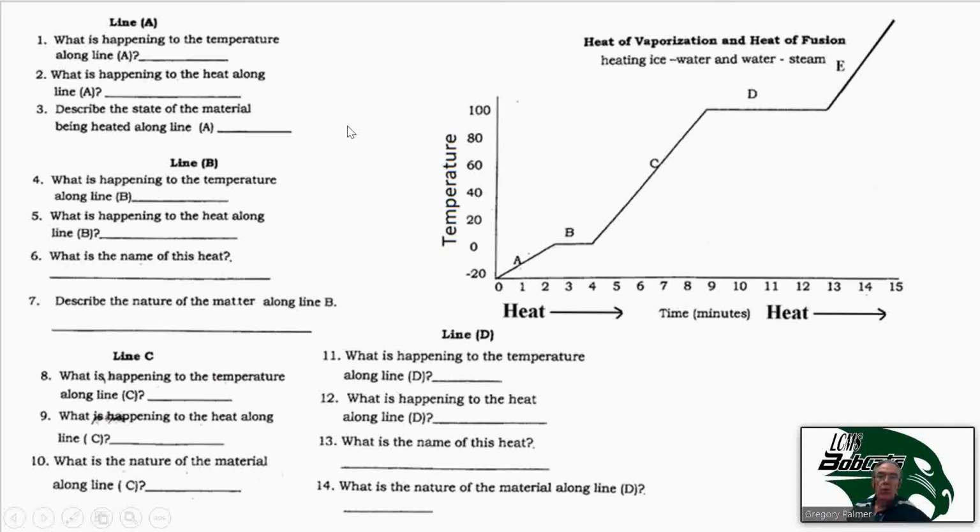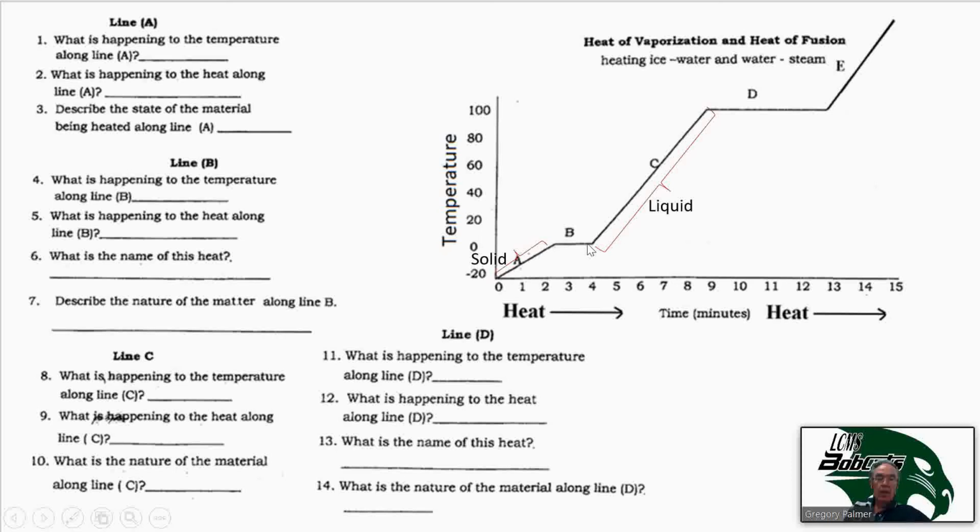So what's happening to the temperature along line A? Well, we're going to look at the y-axis to find out the temperature. Along line A, the temperature starts at -20 and it goes to 0. So from -20 to 0, it's a solid, and the temperature would be increasing. Along line C, it shows that the substance is a liquid.